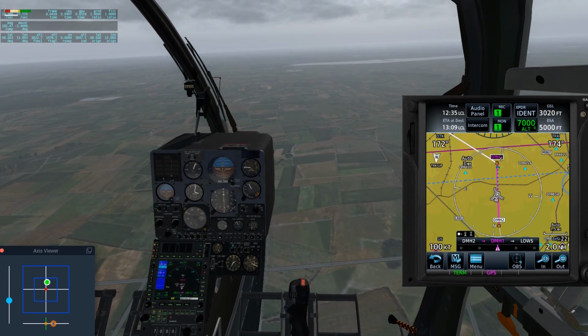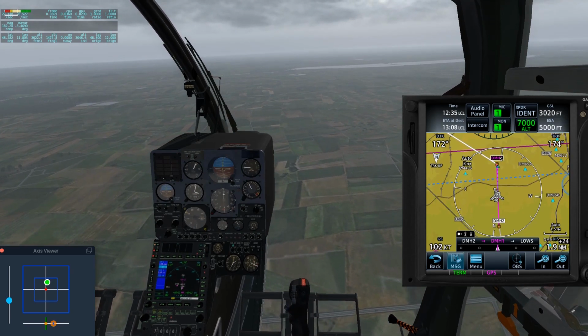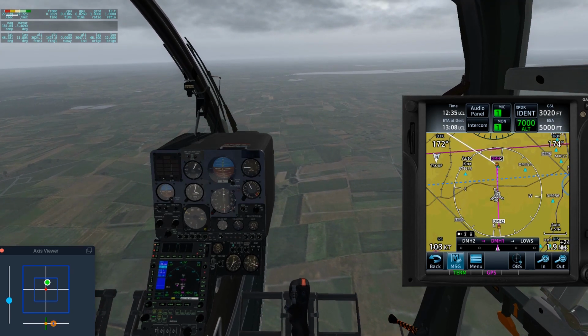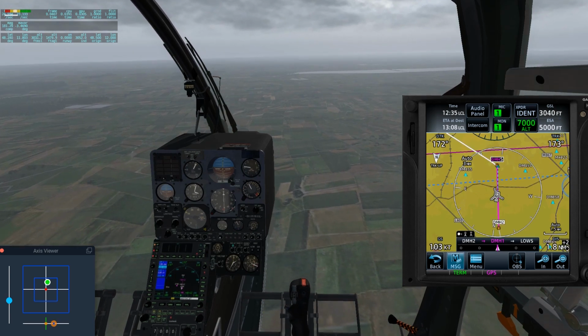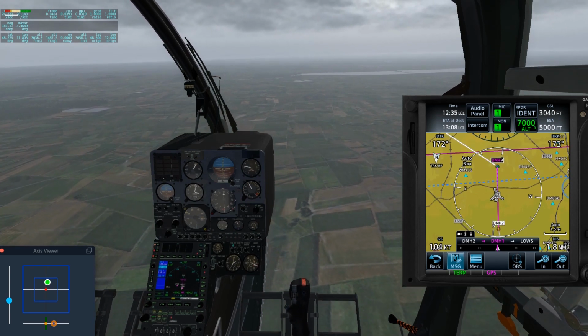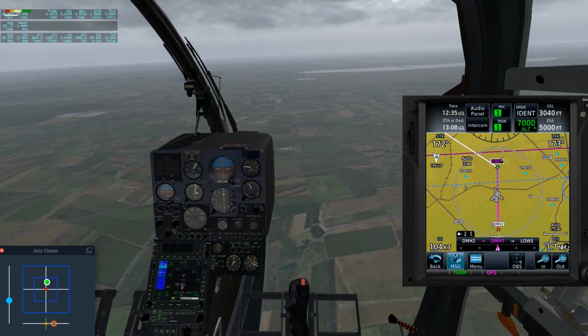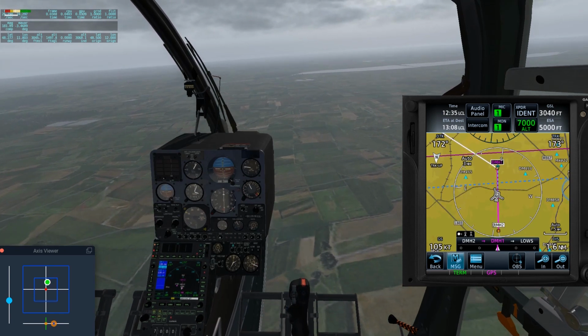München Tower, Servus, Lufthansa 5 Lima Echo, approaching entry Sierra 8. Lufthansa 5 Lima Echo, München Tower, Servus, taxi to holding point, runway 26 left via Sierra, Bravo 13. Lufthansa 5 Lima Echo, taxi to holding point, runway 26 left via Sierra, Bravo 13.